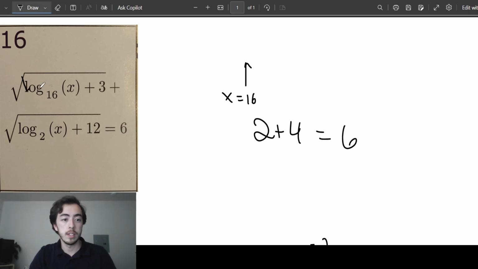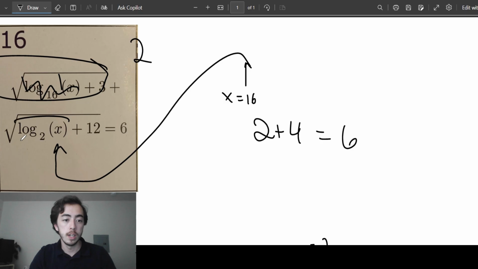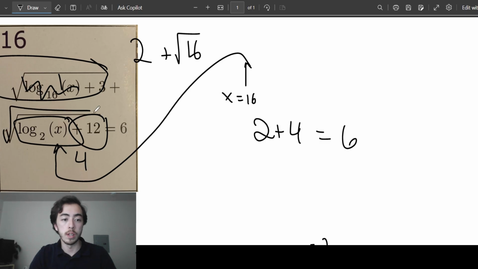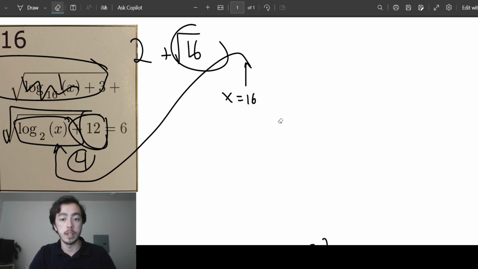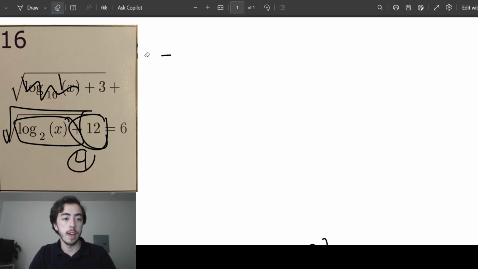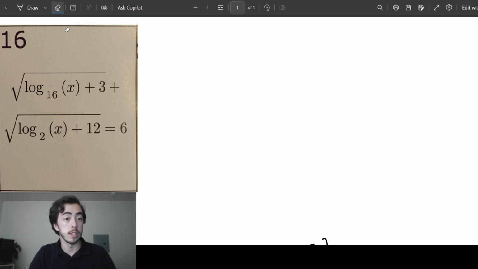So if x is 16, this is the number 1. Square rooting 4, we get 2. If x is 16 right here, this right here is the number 4. Adding 12 gives us 16. And then square rooting the 4 plus 12 gives us the number 4. So it turns out that a little bit of guess and check with some integers shows us that x needs to be 16 for today.